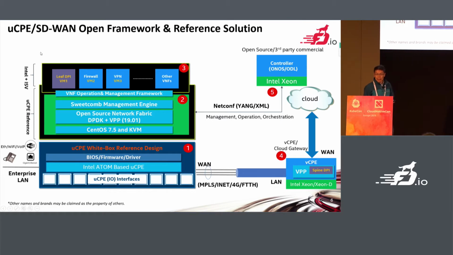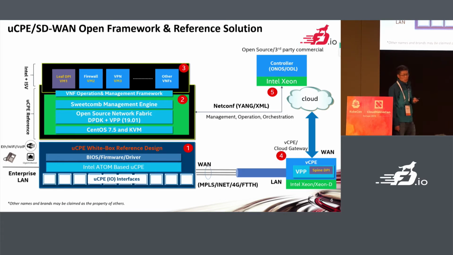Okay, this is the open framework and reference solution for our design. Actually, there are 5 parts on this. The first part, on the left bottom side, is the uCPE white-box reference design. It's based on the Intel Atom processors, or Xeon SP processors, and we can provide the BIOS, firmware, and driver. For the interfaces, on the access side, there are different interfaces such as Ethernet, Wi-Fi, and VoIP to connect to the customer devices. On the WAN side, we can provide Ethernet, MPLS, 4G, and FTTH to connect to the WAN part.